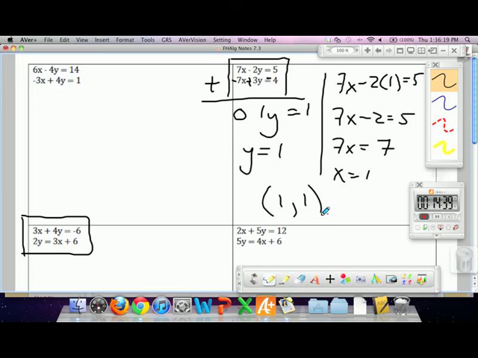And I'm going to say 5x plus 2 times negative 3 is 4. I know y, so I'll plug y in. Find x. 5x minus 6 is 4. 5x is 10. X is 2. 2 times negative 3 is negative 6. Add 6 to both sides. Divide by 5.